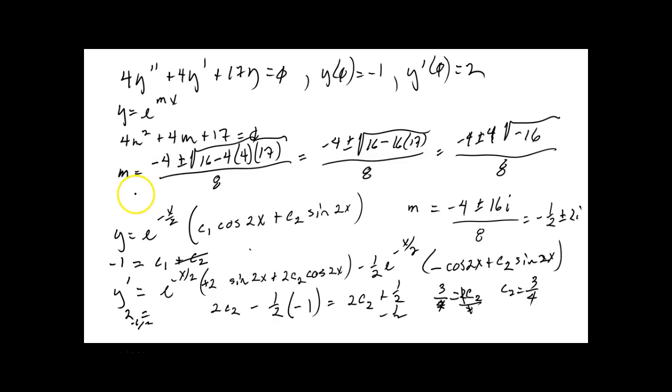Now, let's go back and plug in. y is equal to e to the minus x over 2 times minus cosine 2x plus 3/4 sine of 2x. Unless I made some dumb math errors, I think that's what we've got. There it is: e to the minus x over 2 times minus cosine 2x plus 3/4 sine 2x. Done.